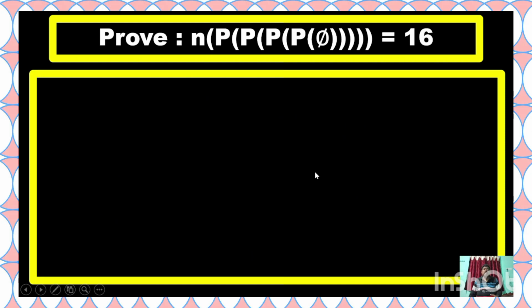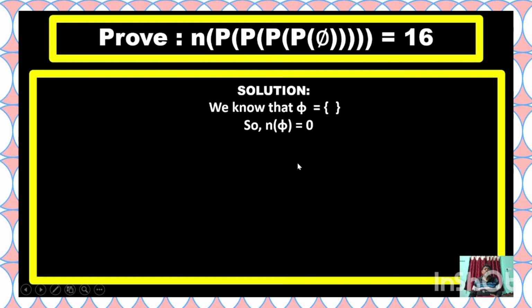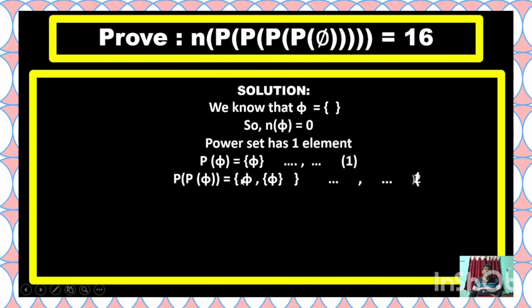Okay, let's see. We know that phi set is a null set, which does not have any element, and the number of elements of the set is what? 0. The cardinality of the phi set is 0, right? And the power set has one element. Hence, the power set of the null set P of phi is equal to {phi}. How many elements? One element.